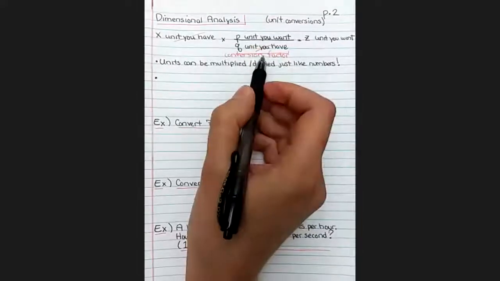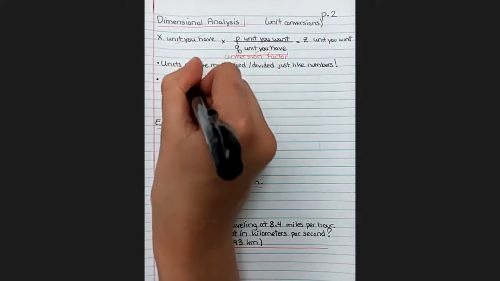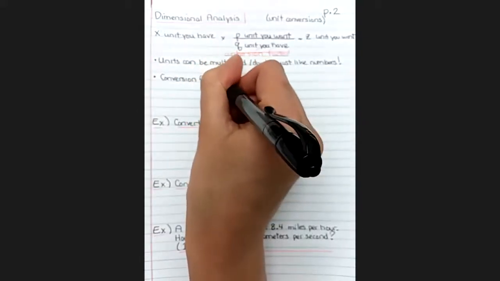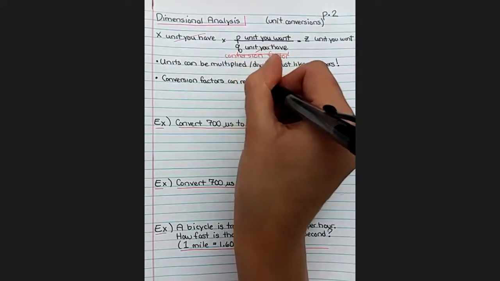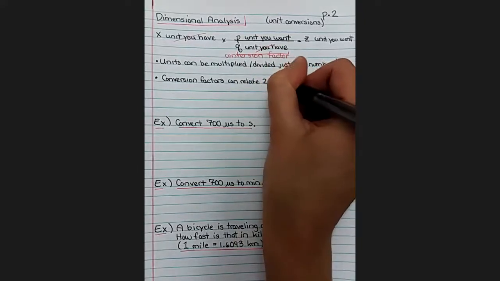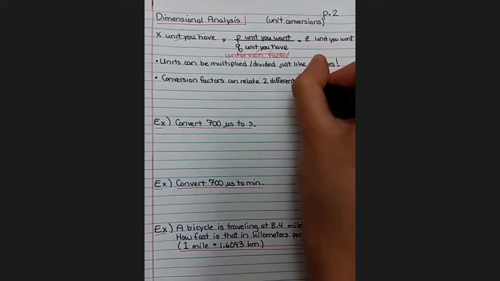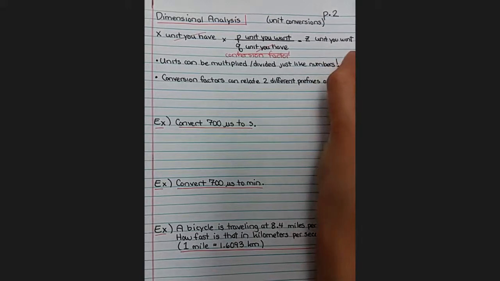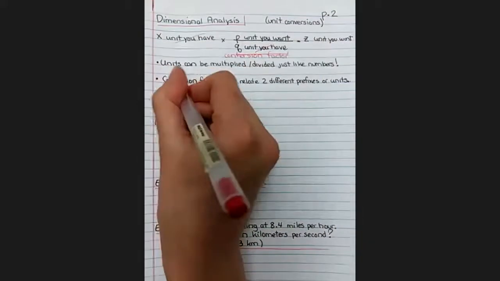And so this tool that we introduced that we're going to use, that's called a conversion factor, which is just a fraction. It has two different units, one on the top and one on the bottom. So these conversion factors can relate to different prefixes like we did before, like microseconds and milliseconds. Or they can relate to different units altogether. So let me show you an example of what I mean.